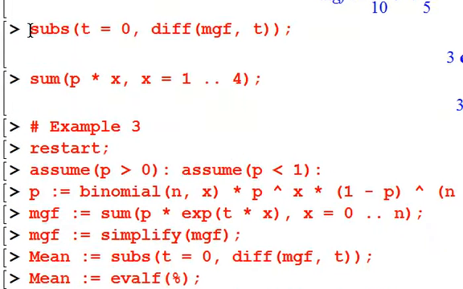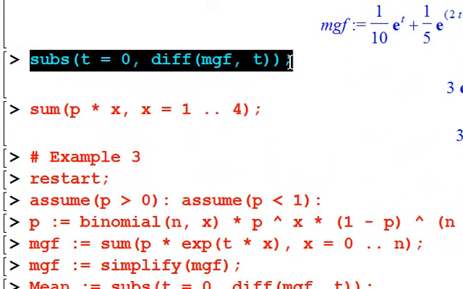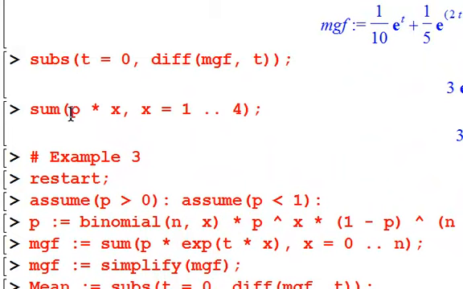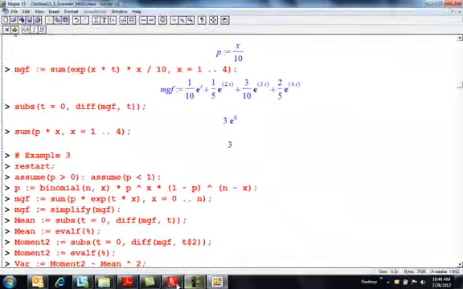So we have two ways of finding expected value. We can go back to the definition, which is just p of x times x, or we could find its moment generating function and then take the first derivative at t equals 0. So you have options now.